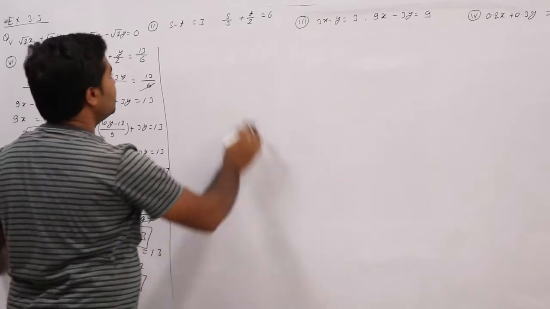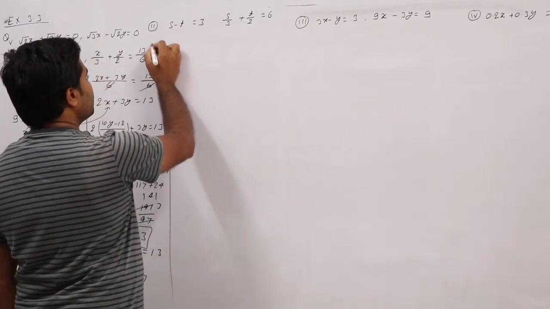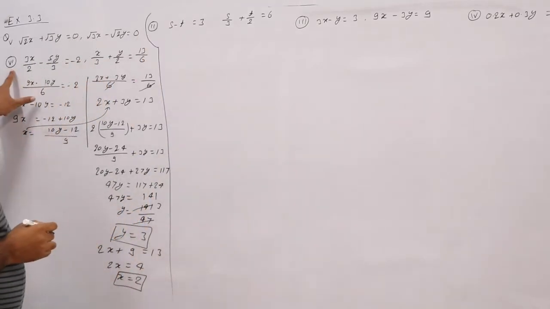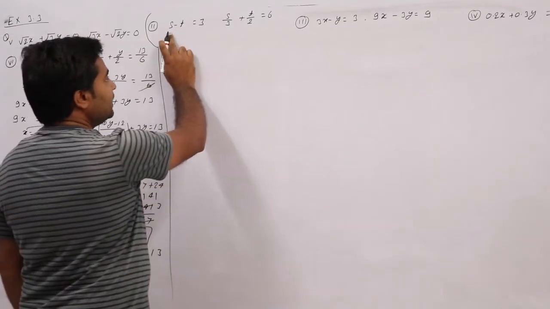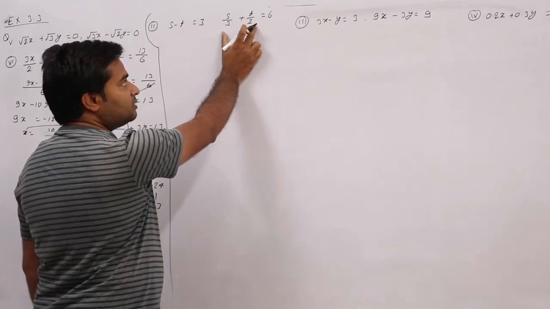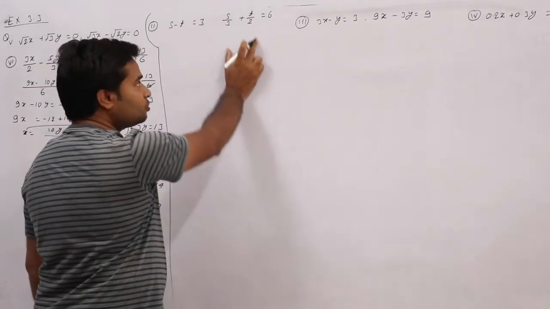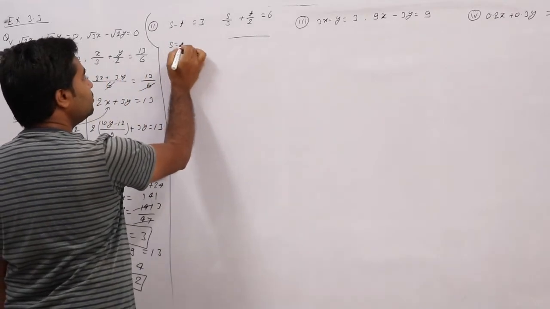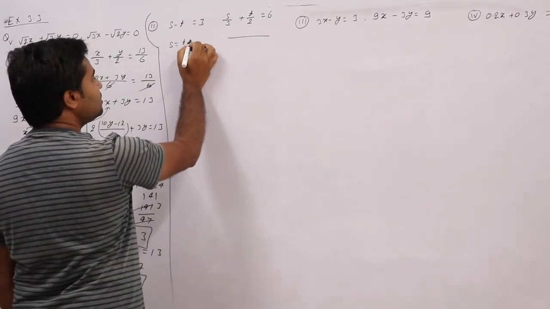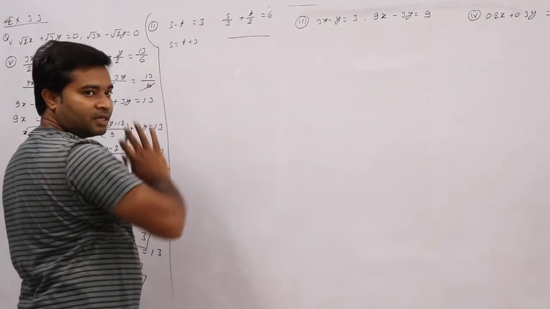Now see this one. S minus t. This is question number 2, and this was question number 6. Correct? Achha, now see here. This term is in the fraction, so first try to remove the fraction. From here we will find the value of s is equal to t plus 3. Right? This side minus, this side plus 3.